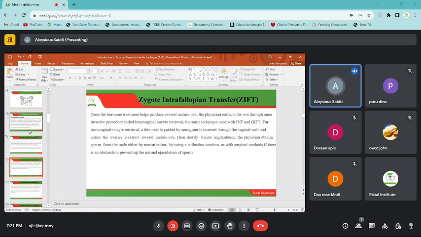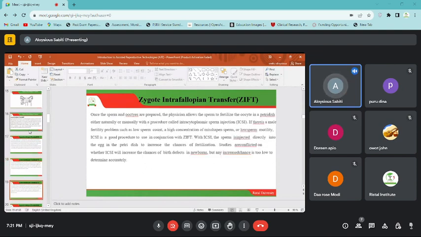So the main aim here is that immediately after the mature ova have been extracted from the woman, the sperm is collected. We're saying this can be collected either after masturbation or by using a collection condom. Or if this person may not be able to do any of those, they have to use a surgical procedure so that the sperm can be removed.